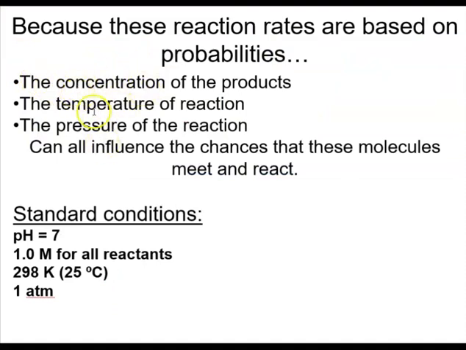All of these following things, the concentration of the products, the temperature of the reaction, the pressure of the reaction, the concentration of the reactants, are going to influence the chances that these molecules are going to meet and react. These are standard conditions: pH of 7, 1 molar for every reactant, 25 degrees Celsius, 1 atmosphere of pressure. These standard conditions are for a chemistry lab. We know that biochemical conditions might change depending on the type of organism you're working with or where within that organism these things are happening. But it'll influence those reaction probabilities.